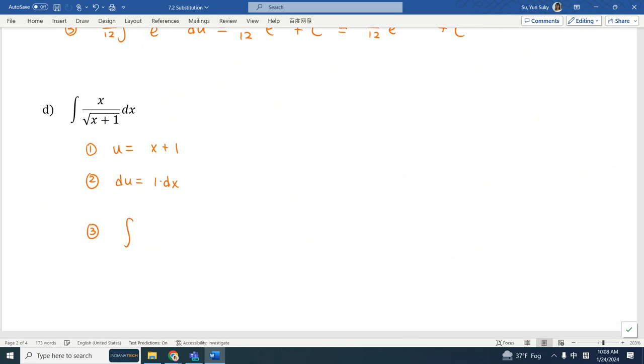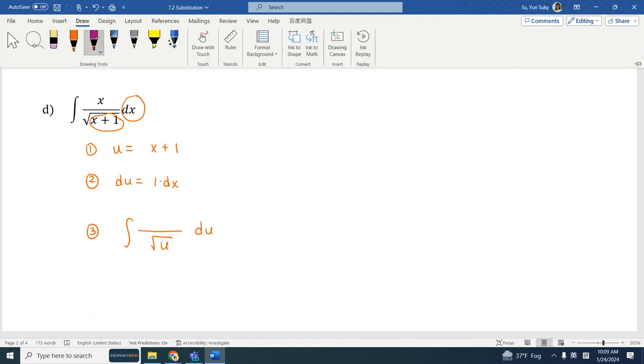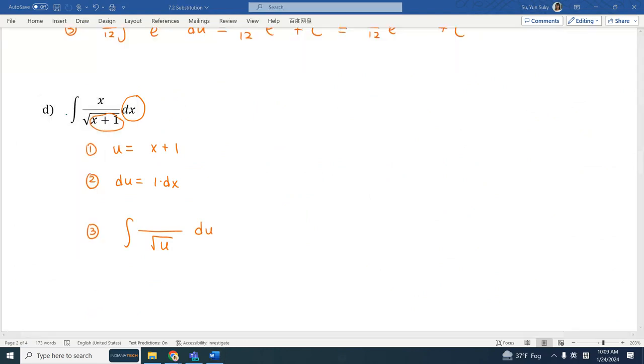Let's plug in. What's the denominator? So we replace x plus 1 by u. So we get square root of u. How about the dx? What is dx? du. You see, we still have the x left on the numerator. Right, everybody? We figured out this is the u, and dx is the du. But I still have x left.